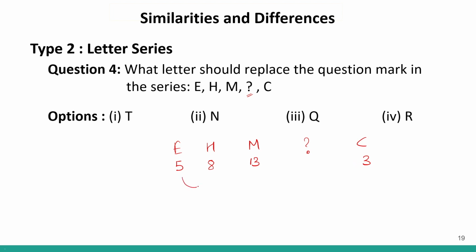So from here to here, I can see that we are moving 3 positions forward. From here to here, I am moving 5 positions forward. So let's say from here to here, I move 7 positions forward because we are moving consecutively, right? So if I move 7 positions forward, 13 plus 7 will give me how much? 20th position. And then I would have to move 9 positions forward. So 20 plus 9 will give me 29th position.